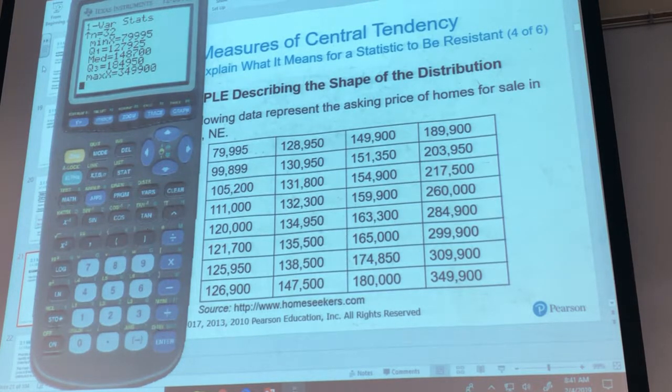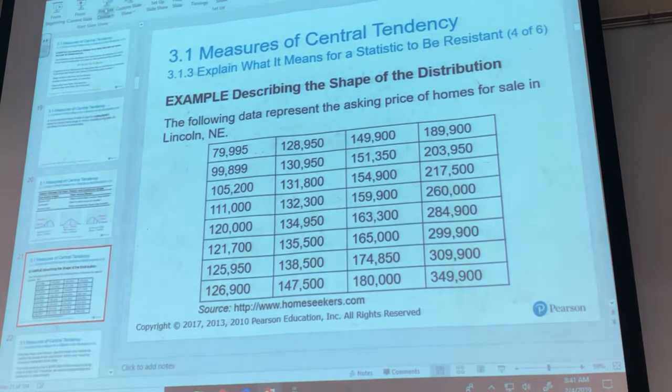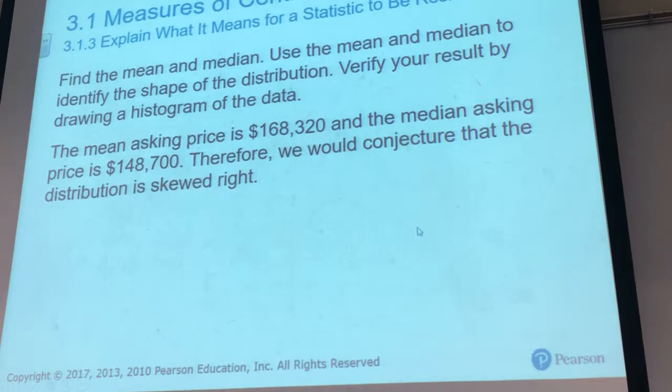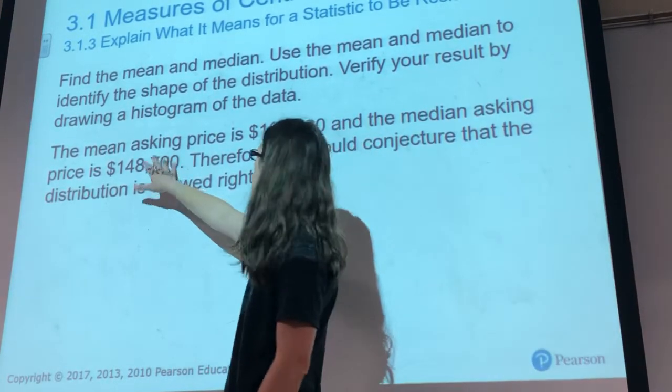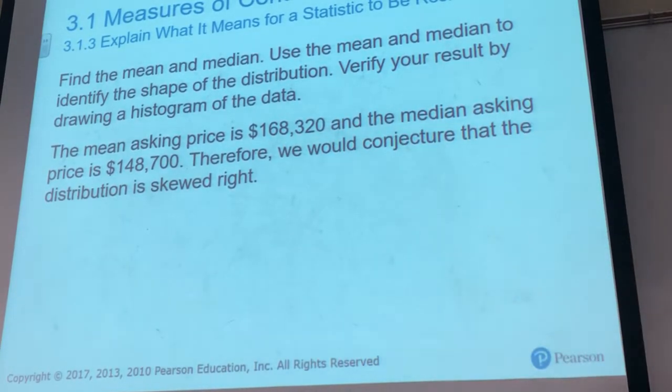So this one is actually going to be skewed. Which direction do you think it would be skewed? To the right. The mean goes towards my extreme values, my outliers, and so that's where my tail is going to be. My tail is over here on the right, so it's going to be skewed to the right. Here they say the mean asking price is 168,320 and the median is 148,700. We already wrote that, so it should be skewed to the right.